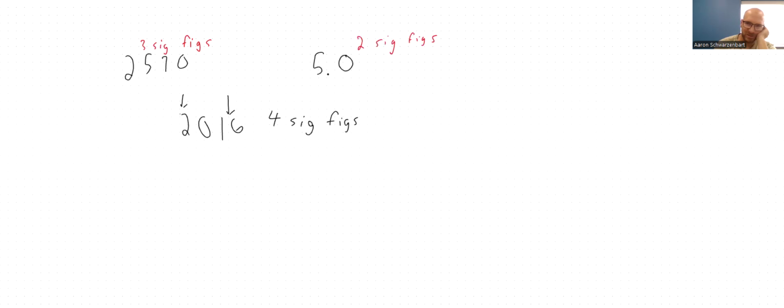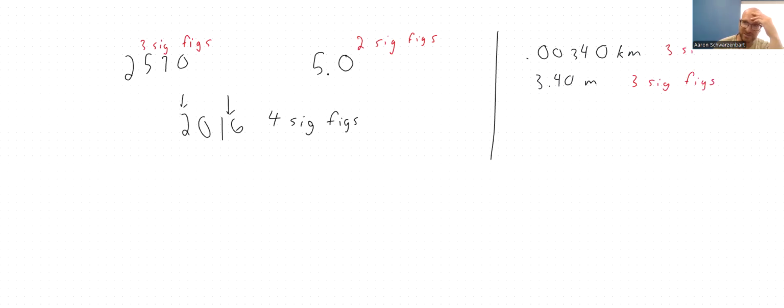Got another one over here. 0.00340 kilometers. Well, if I converted this to meters, it'd be 3.40, and that's pretty easy to see that that one is 3. A zero on the right at the end after the decimal that is there for no reason but to show precision is significant. So the one up here is also 3 sig figs. It's the same number. It's just in a different unit.